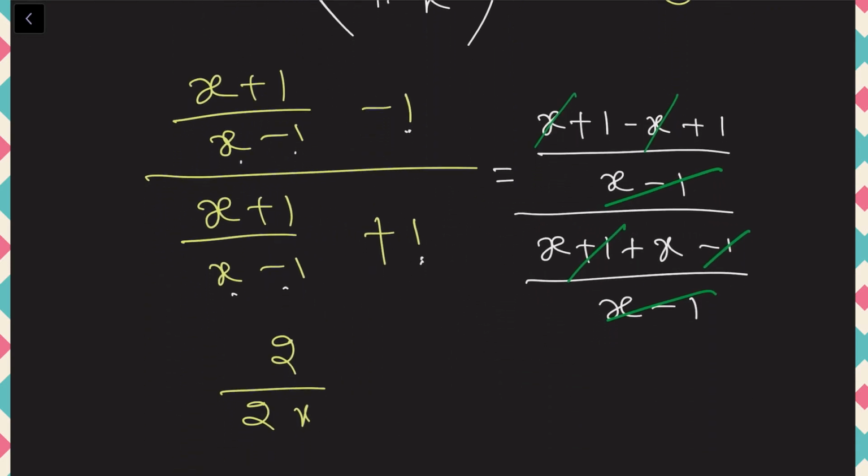So it means this denominator, instead of x minus 1, will become 1 minus x. Here also, same, it will become 1 minus x. Then this total will change now.